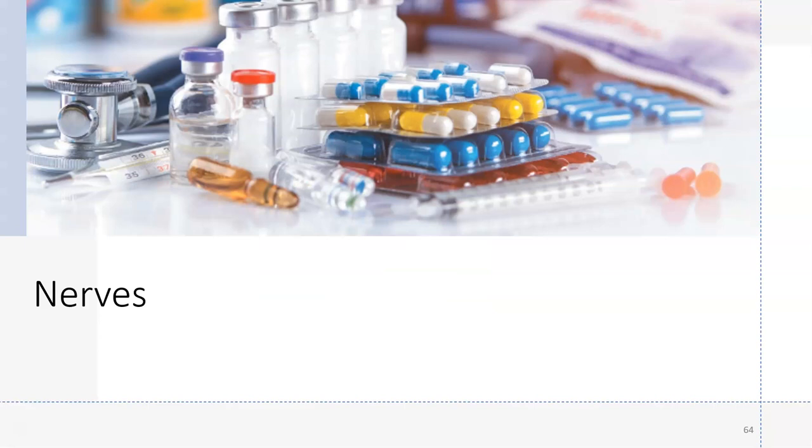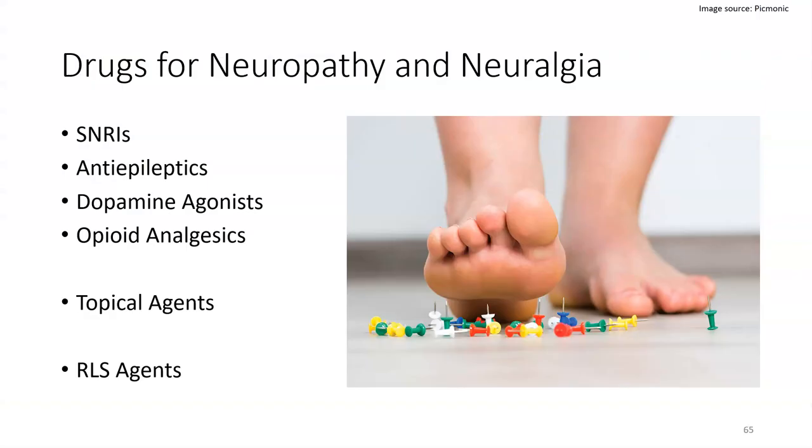Next, we're going to talk about diseases and conditions of nerves, including neuropathy and neuralgia. So neuropathy is a term that means disease of the nerves. We use neuralgia, nerve pain, or neuropathic pain as a descriptive, and they can be treated with a number of nervous system related drugs, including anti-anxiety agents, antidepressants, anticonvulsants, as well as topical anesthetics.